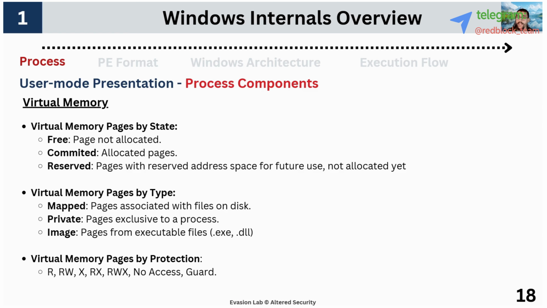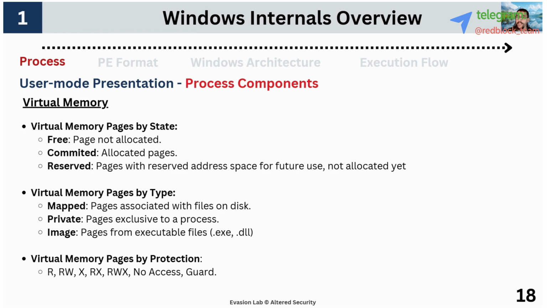Free. Pages in the free state are not allocated and are available for future use. Committed. Pages are allocated and mapped to physical memory or page file space. Reserved. Pages have a reserved address space but no physical memory is allocated yet. These pages are set aside for future use.